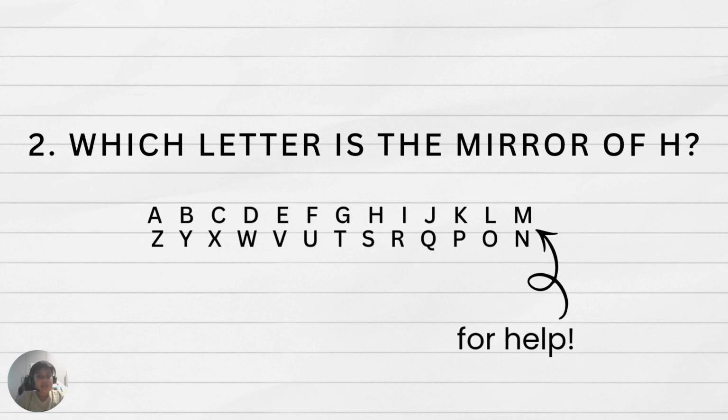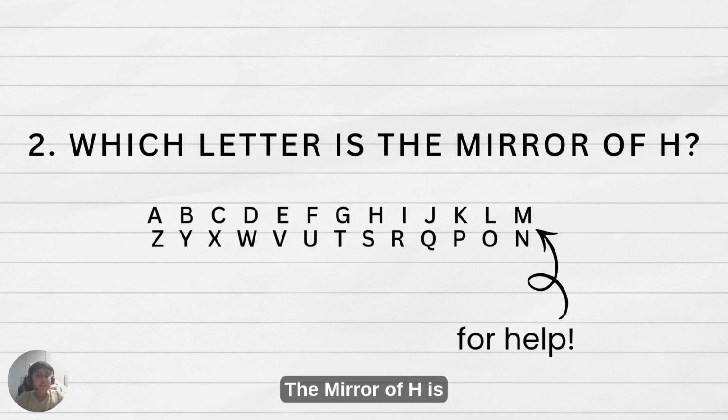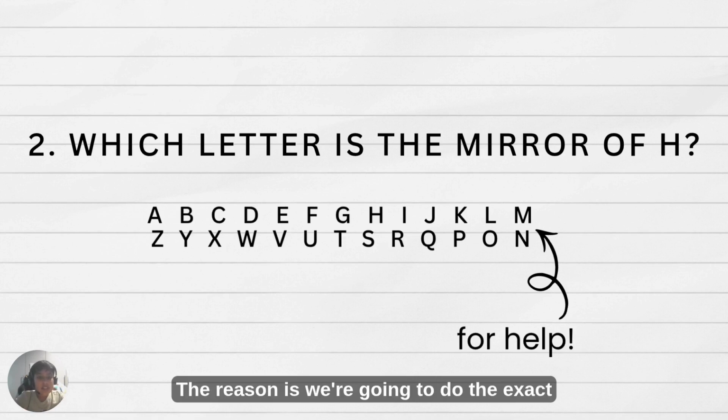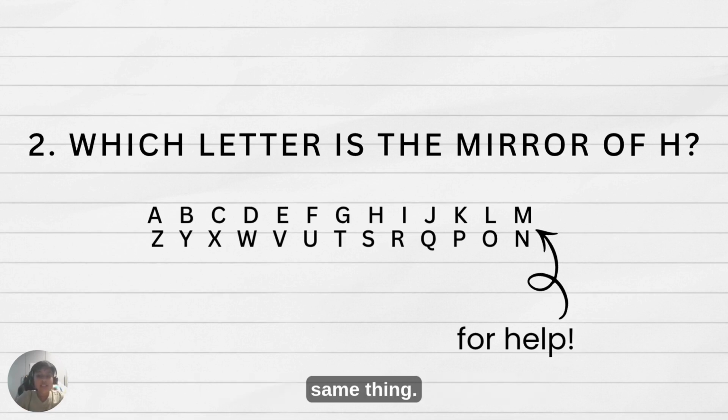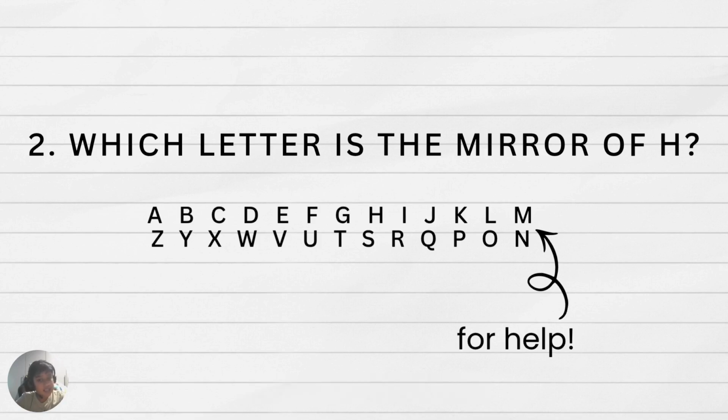Okay, I'm going to tell you the answer now. The mirror of H is S. Let's go back. The reason is we're going to do the exact same thing. If we go to the letter H on the chart, we can see that it's above S. So the mirror position of H is S.